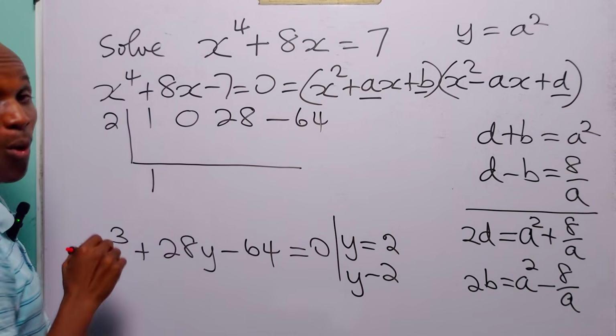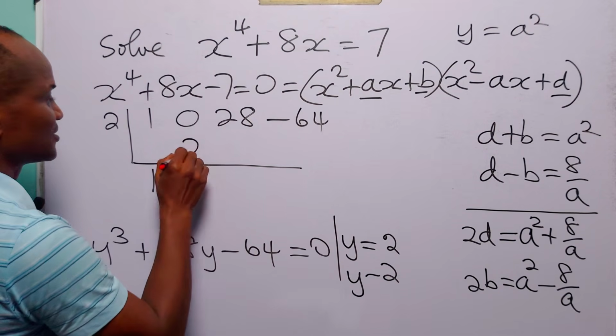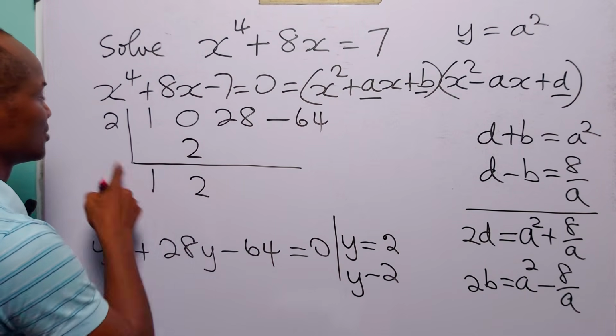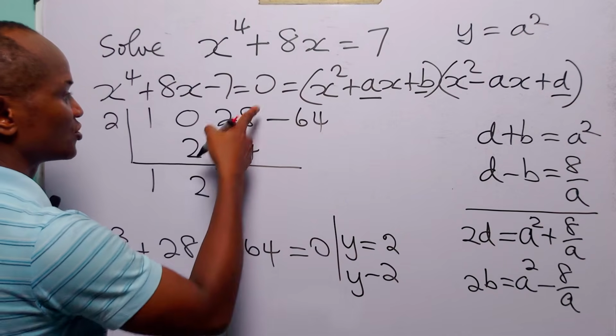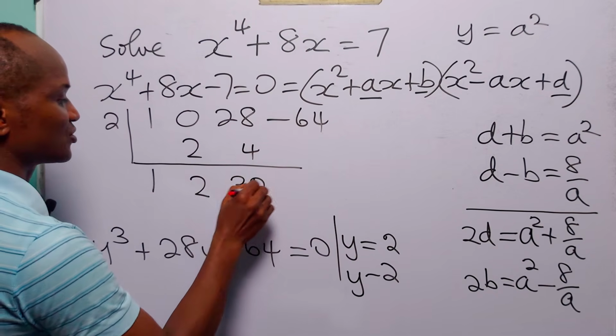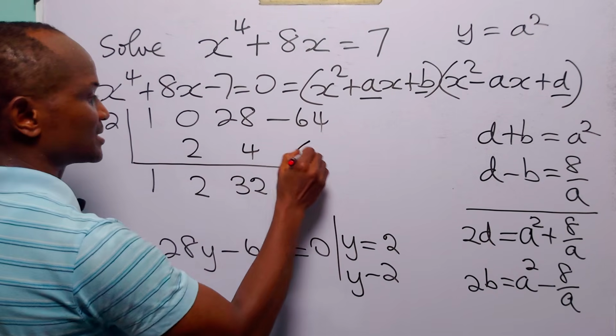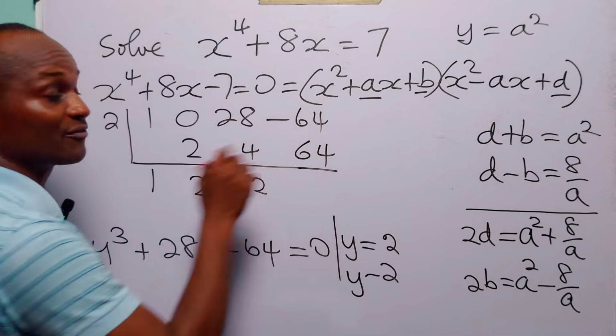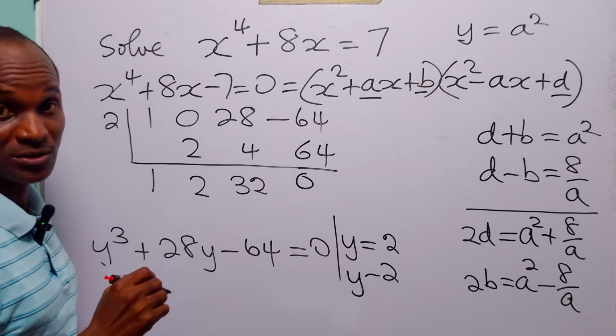We bring down 1. 2 times 1 is 2. 0 plus 2 is 2. 2 times 2 is 4. 28 plus 4 is 32. 2 times 32 is 64. Minus 64 plus 64 is equal to 0.